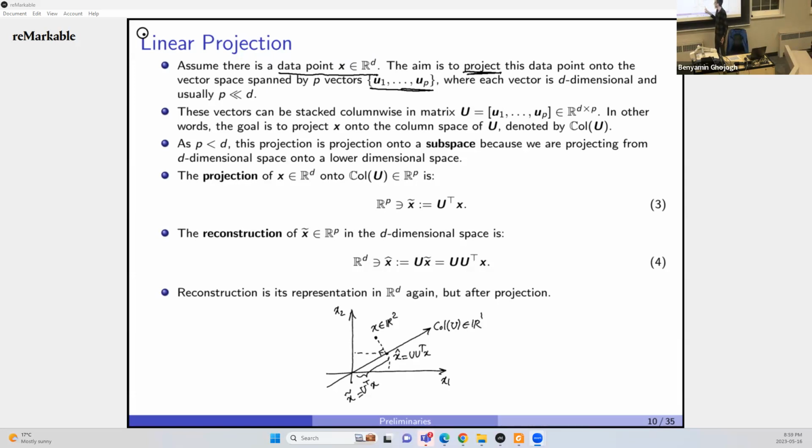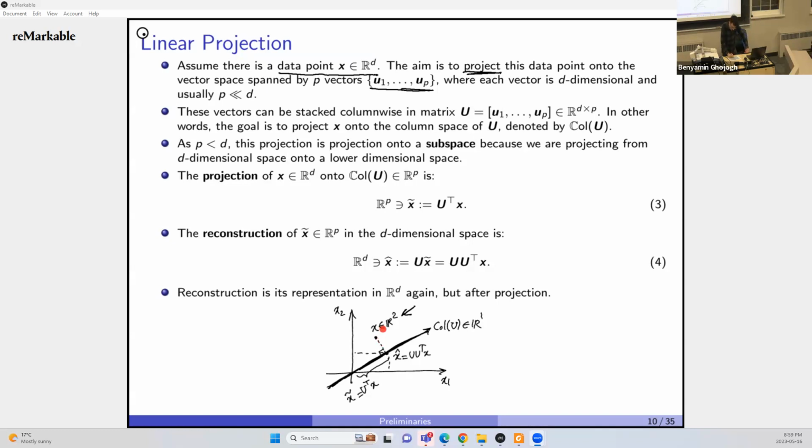In 2D, x1, x2, you have a two-dimensional point, X here. Assume E is 1. This column space is one-dimensional. This is a column space, okay? So, are we clear? D is 2 here, P is 1.